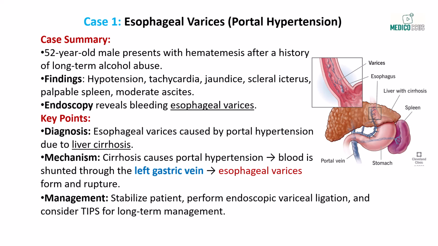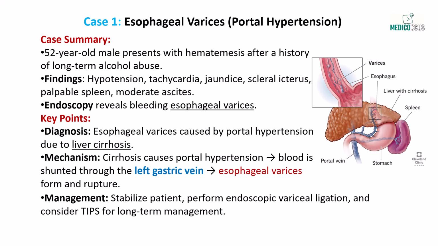In terms of management, stabilizing the patient is the first priority. Endoscopic variceal ligation or sclerotherapy may be performed to stop the bleeding. For long-term management, patients with cirrhosis and portal hypertension often undergo beta blocker therapy to reduce portal pressure. In severe cases, a transjugular intrahepatic portosystemic shunt may be placed. This procedure creates a channel between the portal vein and the hepatic vein, effectively reducing the pressure in the portal system and the risk of future variceal bleeds.